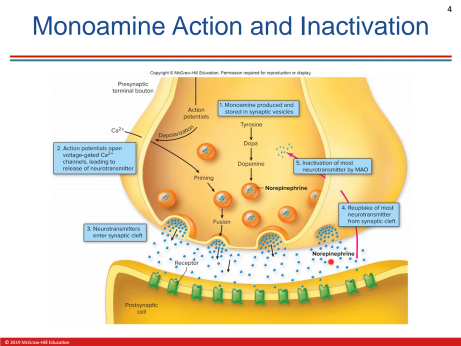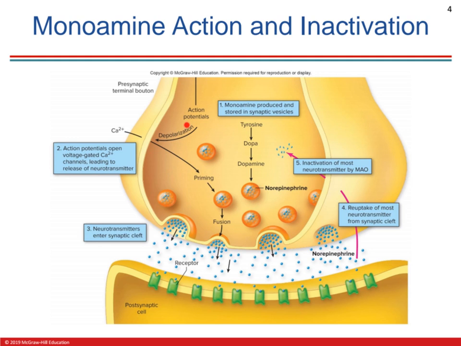Now, in this case, with norepinephrine, most of this neurotransmitter is taken up by reuptake mechanisms, proteins that will bring the norepinephrine back in. And then once it's back in the cell, it will be inactivated by monoamine oxidase. And then you can go back through the whole process of resynthesizing the neurotransmitters you need.